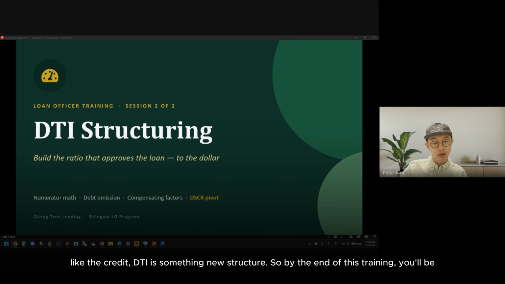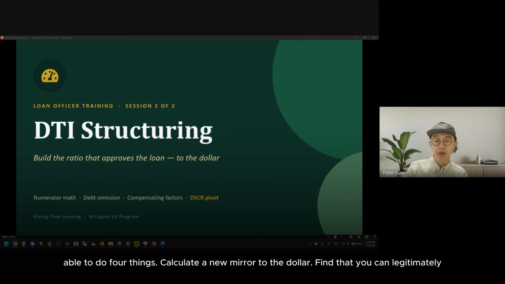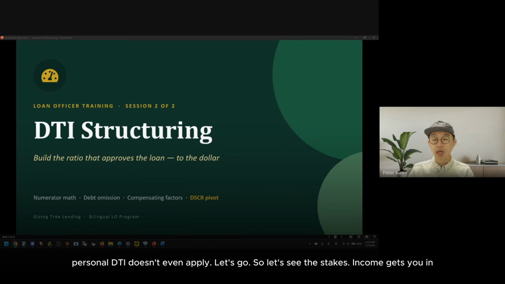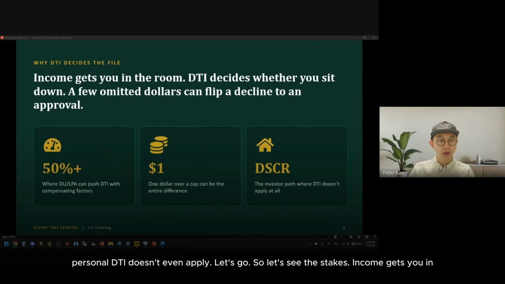So by the end of this training, you'll be able to do 4 things. Calculate a numerator to the dollar, find debts that you can legitimately omit, deploy compensating factors when the ratio is tight, and pivot to DSCR when the personal DTI doesn't even apply. Let's go. So let's see the stakes.